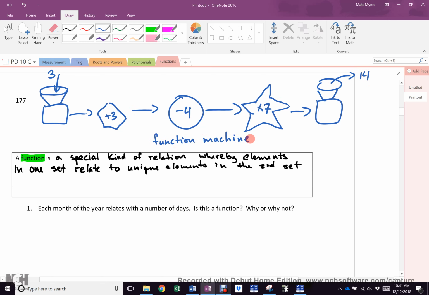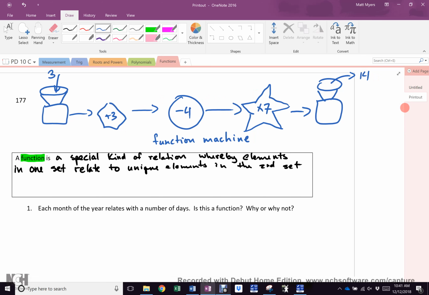Many of you have seen something like this, and I know this because Preston just said, input, output, input, output! Because that is what this is. I input a 3, I then did a bunch of math, and I output a 14.